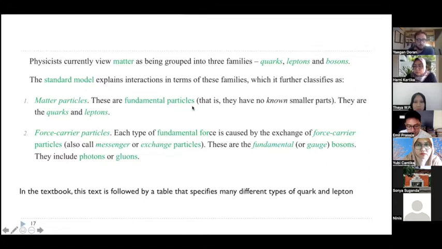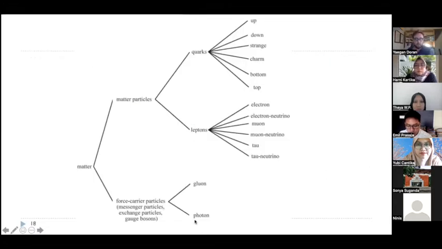It specifies lots of different types. Now, I'm not going to go through them all, but I can say that in the stretch of one or two paragraphs in the table, it sets up a classification taxonomy that looks like this, where it says there are two types of matter particles and force carrier particles, and force carrier particles can be called messenger or exchange or gauge bosons. Within force carrier particles, there are two types, gluon and photon. Within matter particles, there are quarks and leptons. And within leptons, there are these types. Within quarks, there are these types. Big technicality defined by other technicality here.